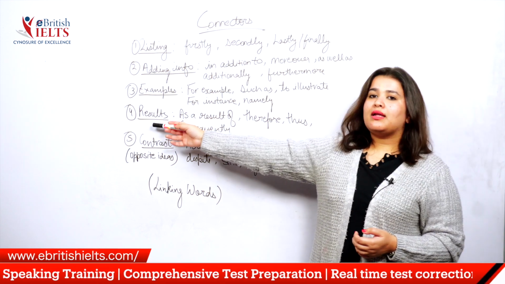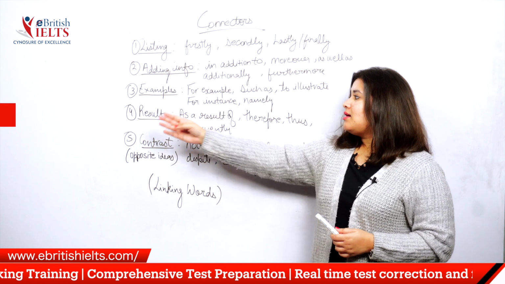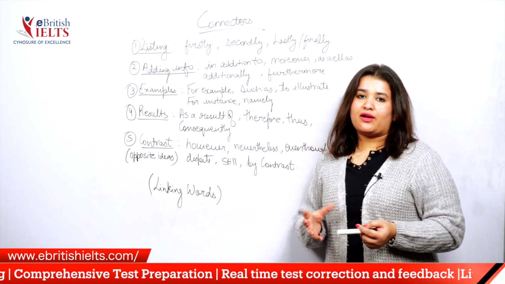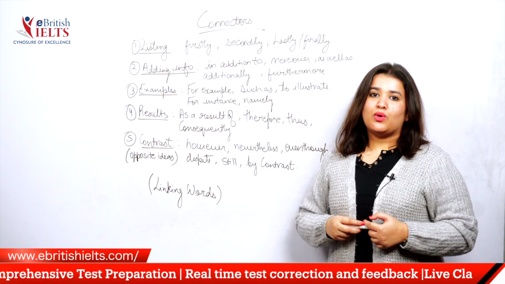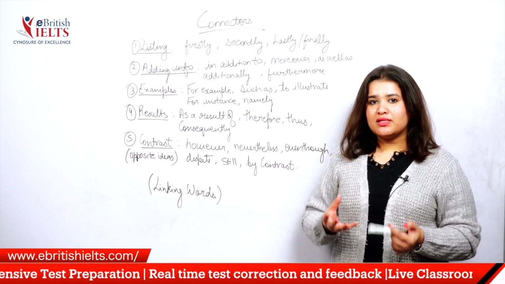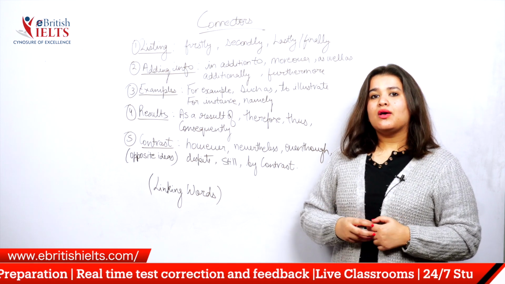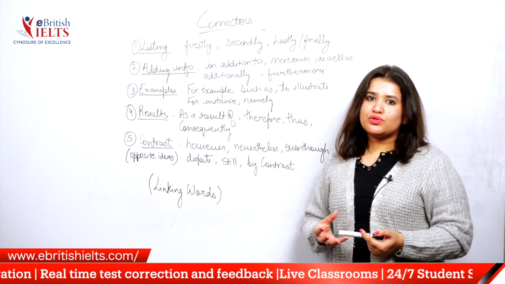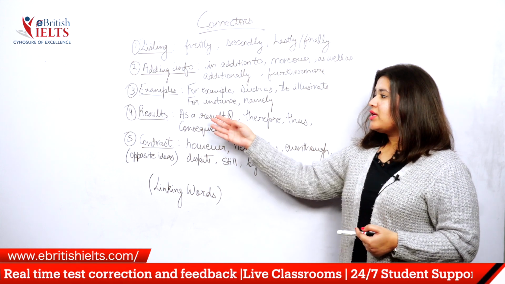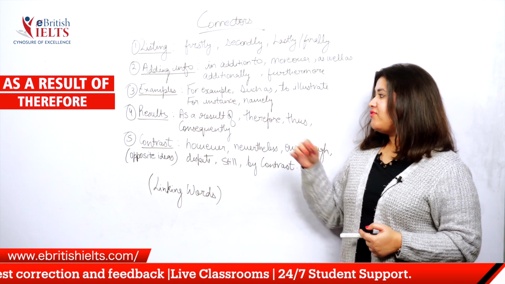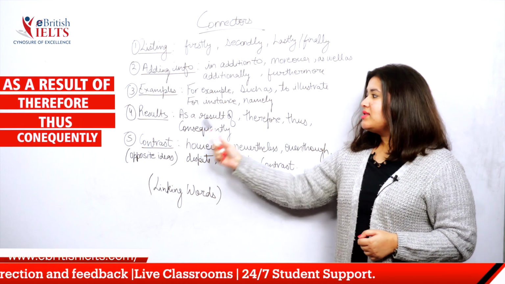The fourth one is results. Now, this set of connectors is usually used in your last body paragraph or also in your conclusion when you are talking about the consequences of something, when you're talking about the reasons for something, or when you're providing a solution to a given problem. So how can you use it? You can use phrases like as a result of, therefore, thus, consequently.